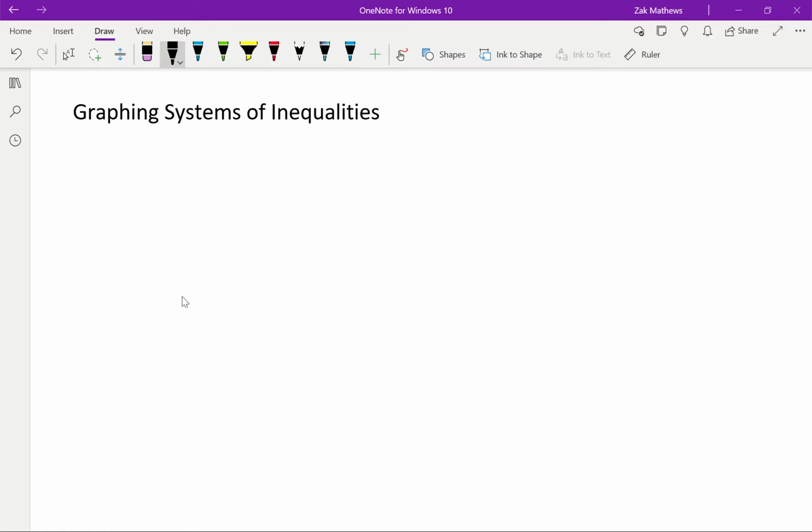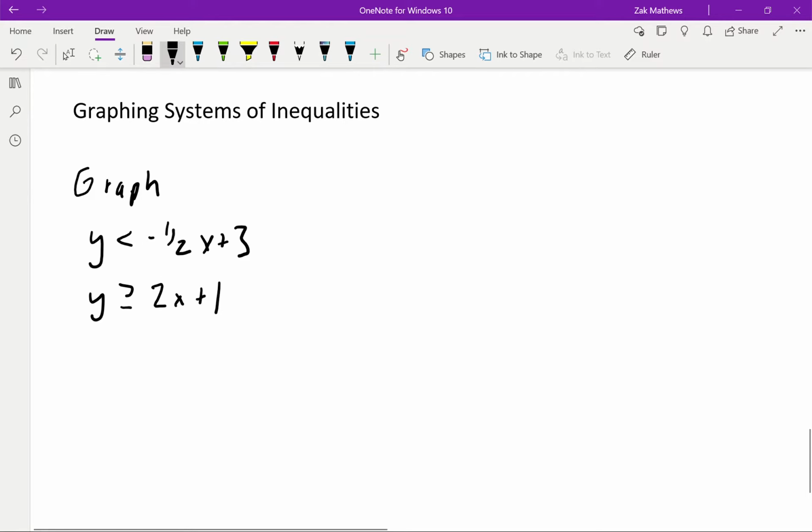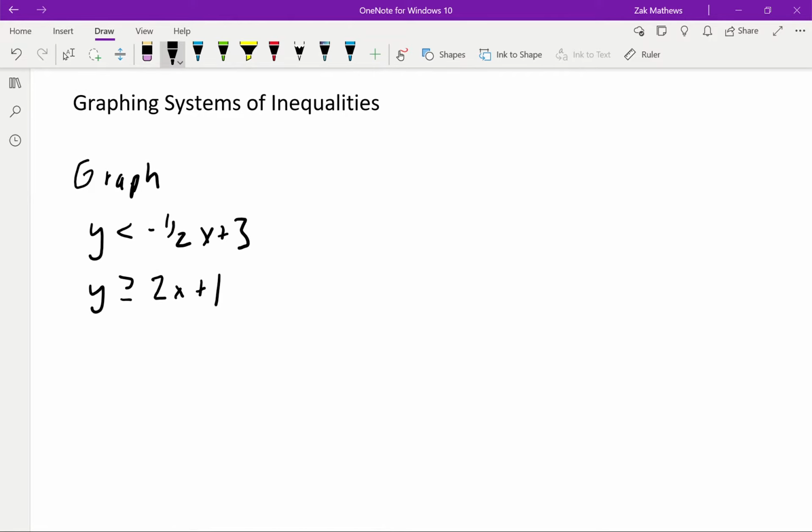So let's take a system, let's graph y is less than negative 1/2 x plus 3, and y is greater than or equal to 2x plus 1. So we have two y values given to us here. We need to start by graphing both of these lines.